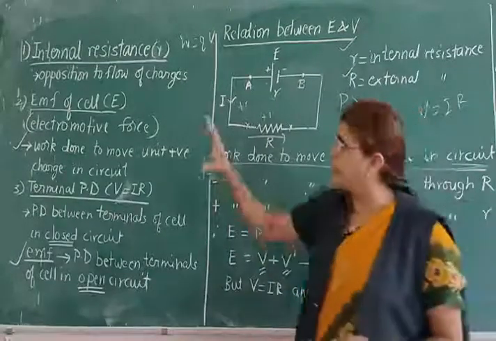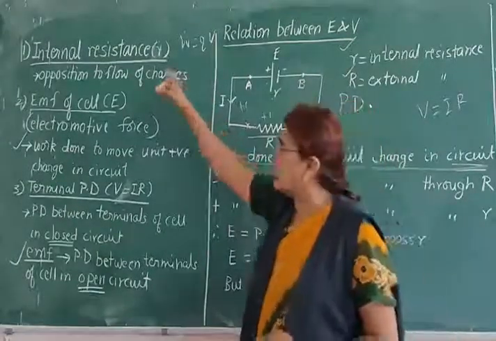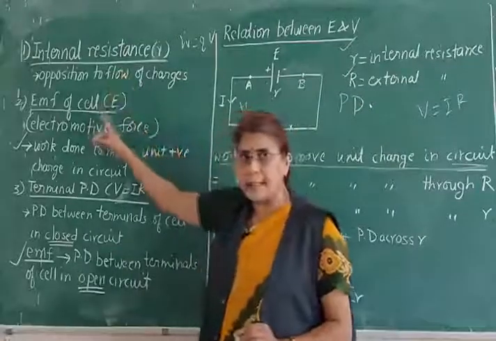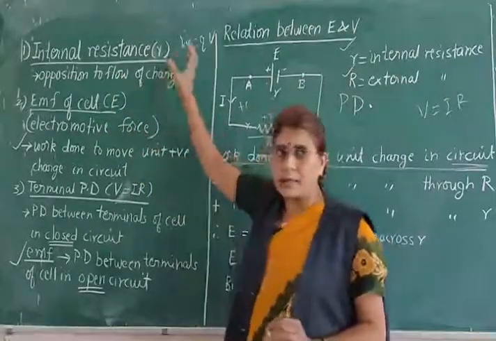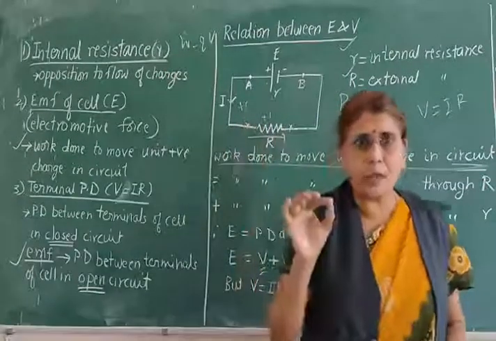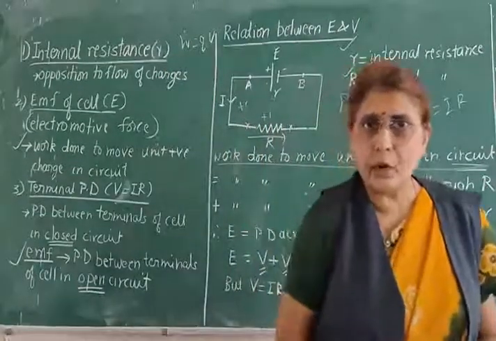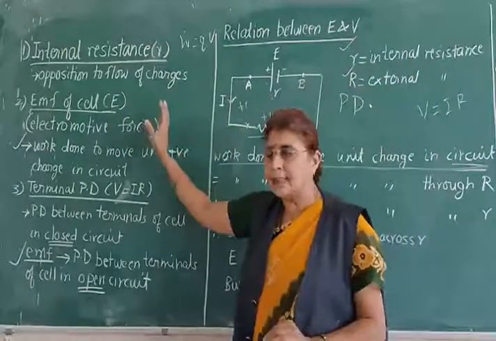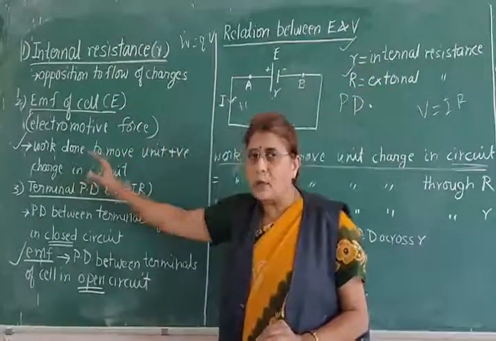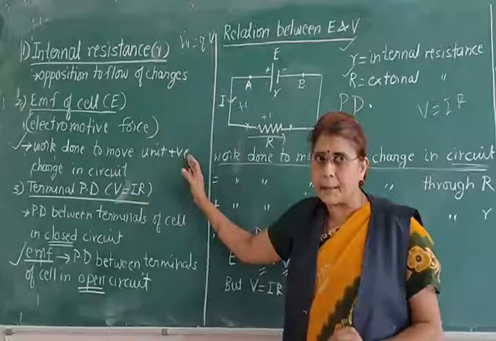For any cell, we define two main constants. One is internal resistance, another is EMF of a cell. What is internal resistance? Opposition of a cell to the flow of charges. And what is EMF of a cell? Basic definition is work done by the cell to move unit charge in the circuit.